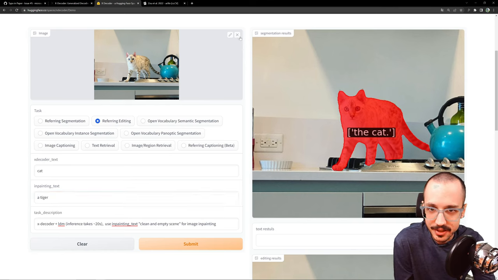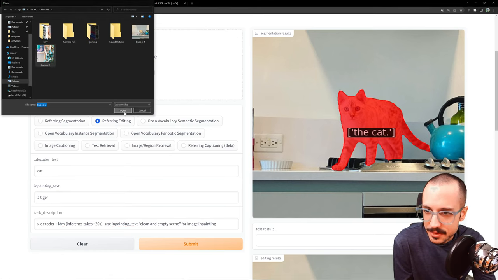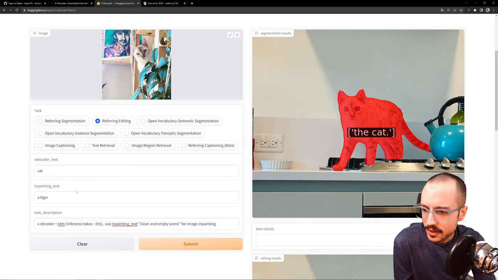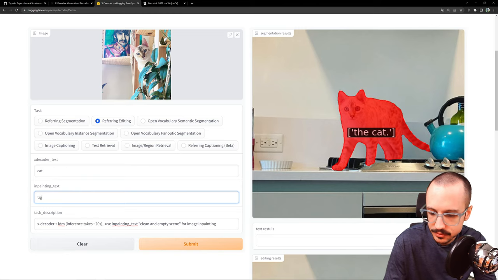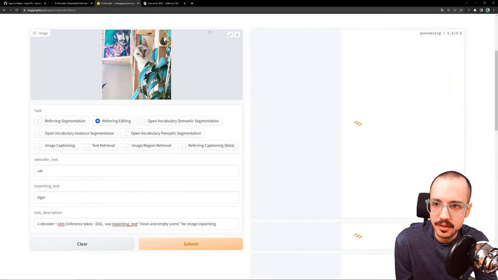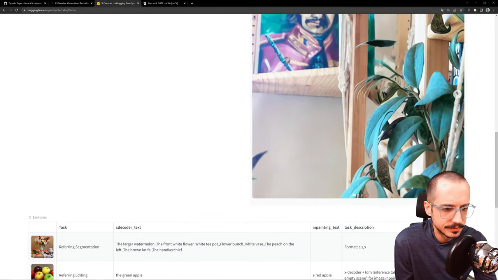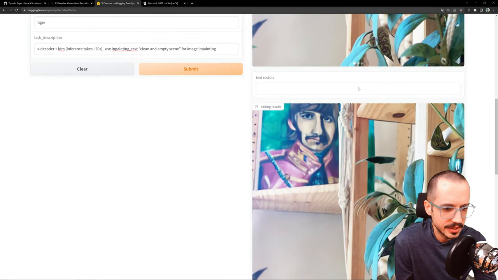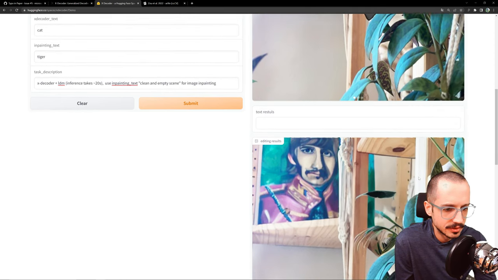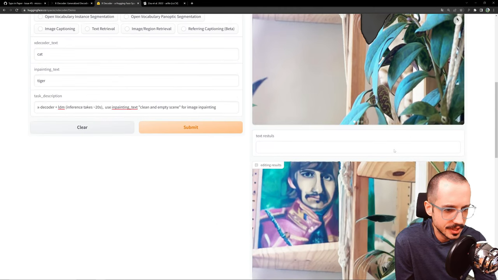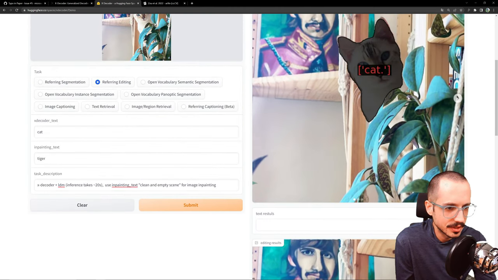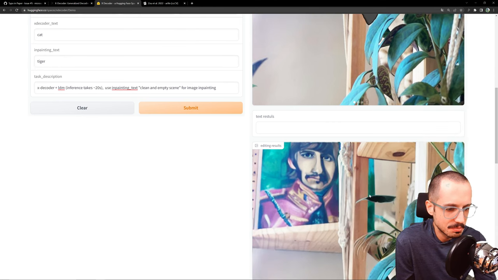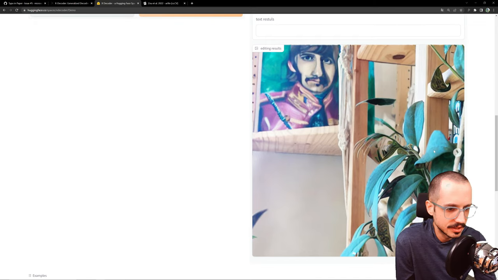Let's try a different image here. I have this image. Cat. Tiger. See what we get here. Nothing, it's just erased the face. It's interesting how it hallucinated an extra leaf there. See, so like there's nothing here, and then suddenly it just imagines this leaf and this like leaf right here.